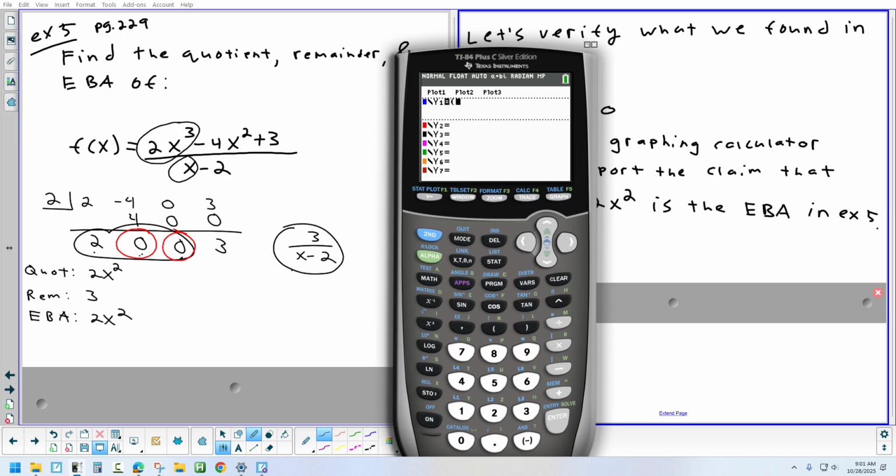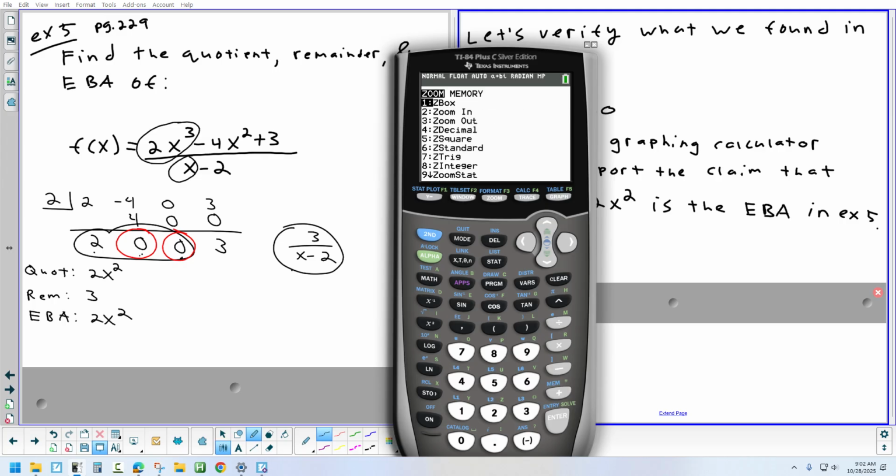2x cubed minus 4x squared plus 3 parentheses. Yep, so now you close it, divided by, and in parentheses x minus 2. Yep, that's exactly what I was looking for. Okay, so you gotta make sure you put those numerator and denominator in parentheses, because if you don't, it won't come out right.